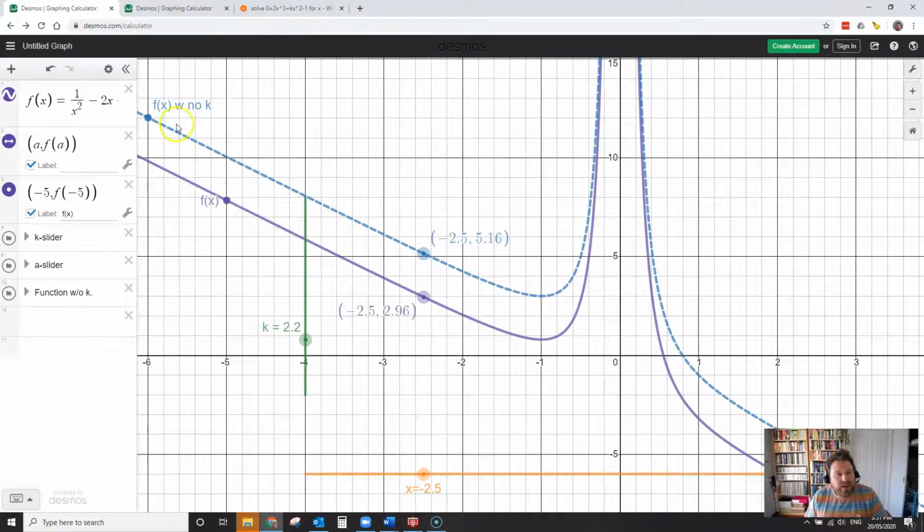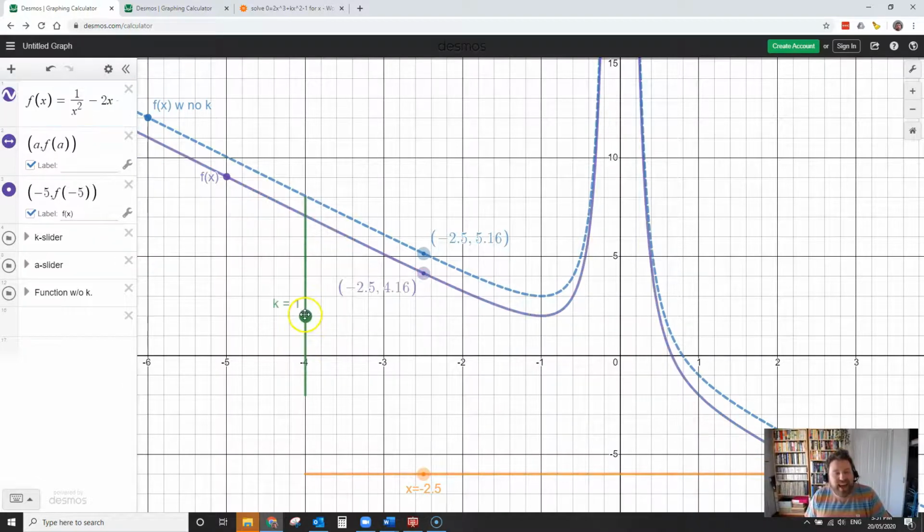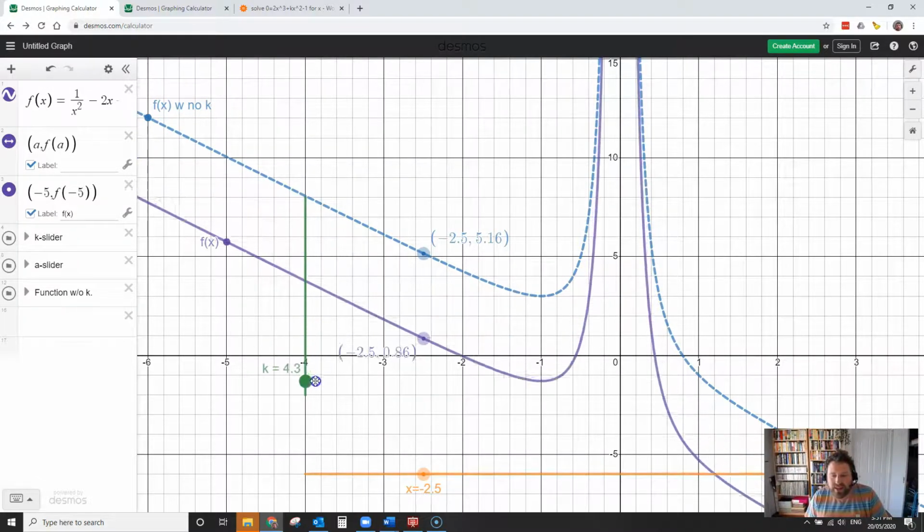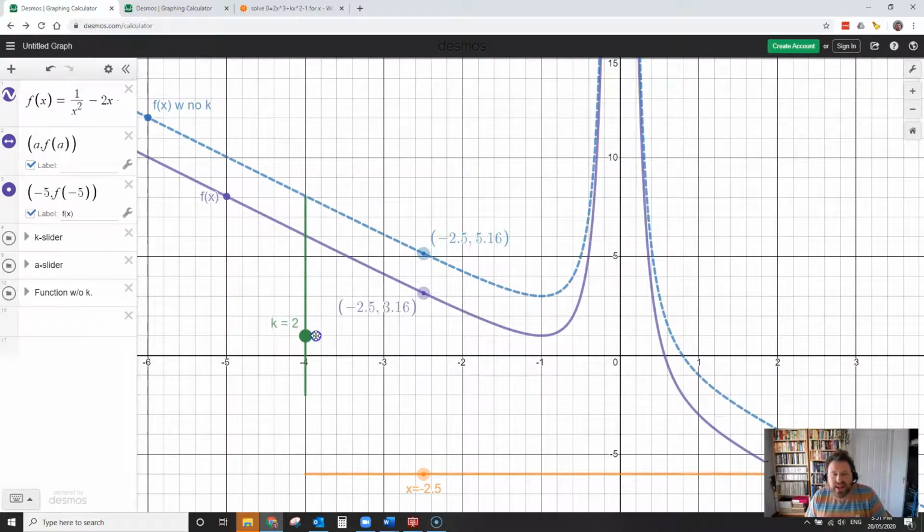So we've got f of x here in purple, and the blue line here is just the same function, but I haven't put the minus k on. So what's happening is k is a vertical translation from the blue function to the purple one. The purple one is our actual function, but we want to know whether it has 1, 2, or 3 x-intercepts. But what is k actually doing? Well, it's just a vertical translation.